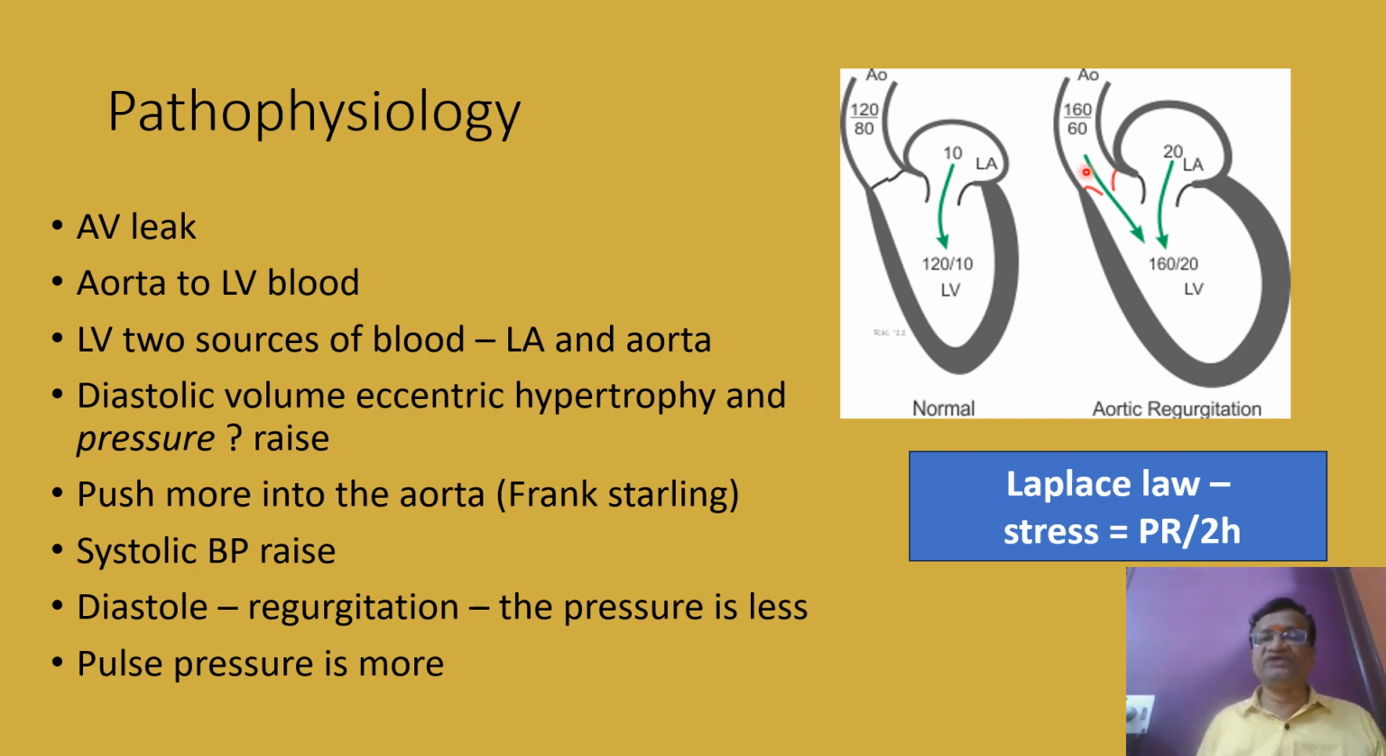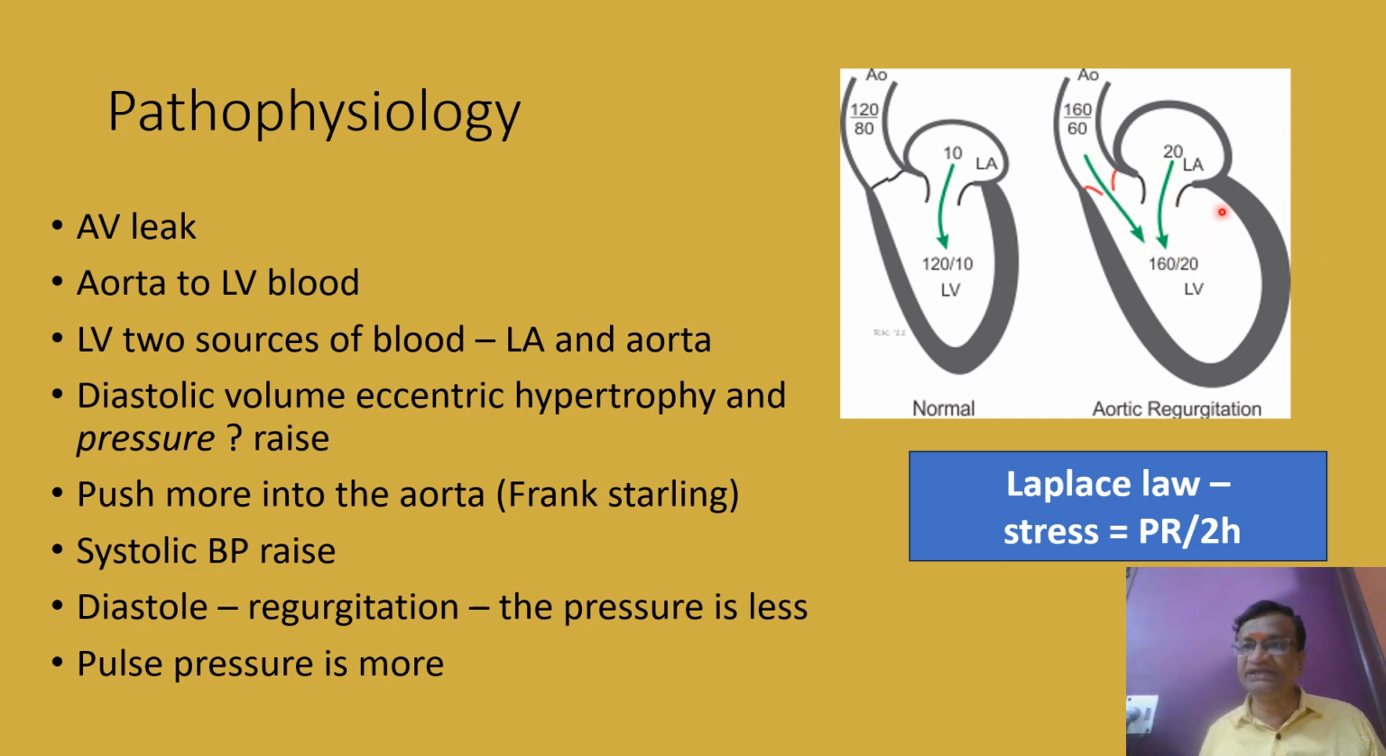Now we will go to the pathophysiology. This is the normal thing. The aortic valve is leaking. Okay. Aorta to LV blood is coming. Now we have the LV. There are two sources of blood. From the LA it is coming. From the aorta itself coming.